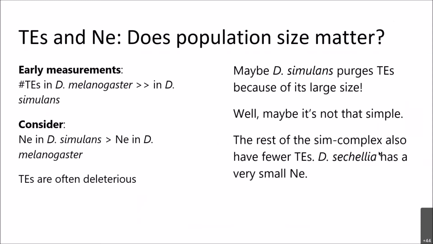but also because it seems like we've grossly overestimated, at least in the chromatin, the amount of TEs that melanogaster has in excess compared to, say, Drosophila simulans and the rest of the simulans clade. So, next slide.